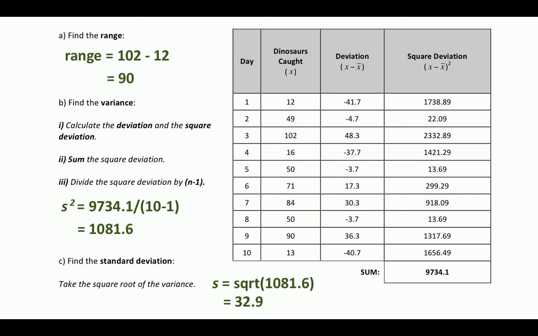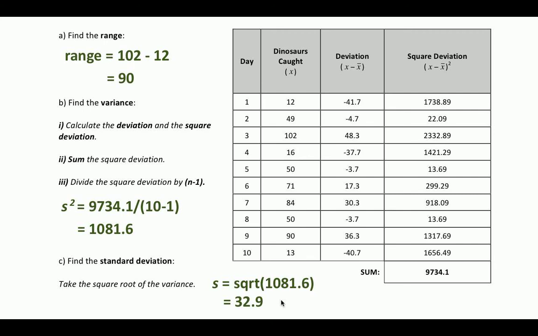And we've typed it in this way, equals SQRT bracket 1081.6, because that's how you'll type it in Excel. And so the reality is that when you look at this, with a mean value of 53.7, my standard deviation, so the average deviation of this data set, is 32.9 dinosaurs. So on any given day, if I catch an average of 53.7, my expected number of dinosaurs caught within one standard deviation could be 53.7 plus 32.9, or it could be 53.7 minus 32.9. So it kind of gives us an idea of how spread out that data is.